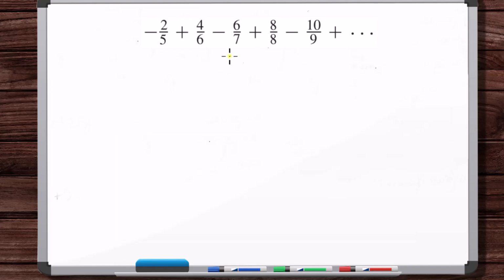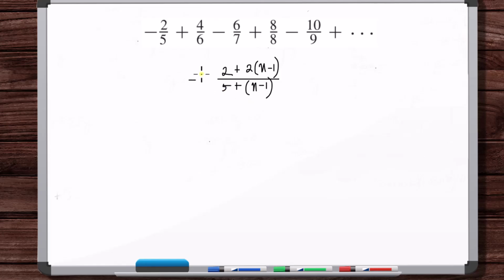Okay, so here's an alternating series. Let's get the formula for the a sub n. So we've got 2 plus 2 is 4, 4 plus 2 is 6, 6 plus 2 is 8. So the numerator is an arithmetic sequence with common difference 2. So that is first term 2 plus the common difference times n minus 1, assuming we're starting at n equal to 1. The denominator is an arithmetic sequence with common difference 1.